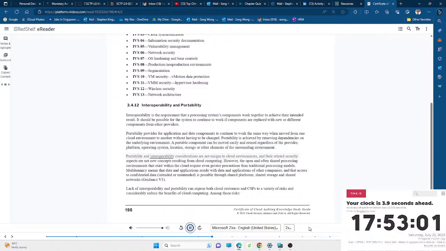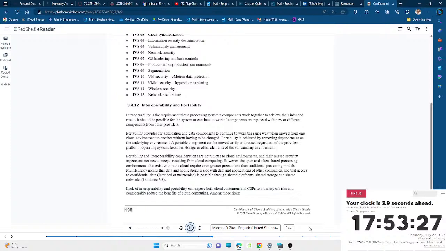Portability and interoperability considerations are not unique to cloud environments, and their related security aspects are not new concepts resulting from cloud computing. However, the open and often shared processing environments that exist within the cloud require even greater precautions than traditional processing models. Multi-tenancy means that data and applications reside with data and applications of other companies, and that access to confidential data, intended or unintended, is possible through shared platforms, shared storage, and shared networks. Guidance v3. Lack of interoperability and portability can expose both cloud customers and CSPs to a variety of risks and considerably reduce the benefits of cloud computing.